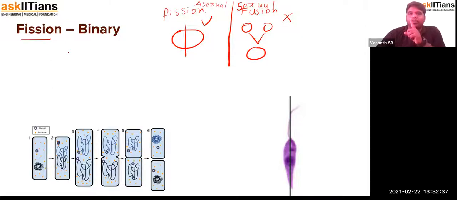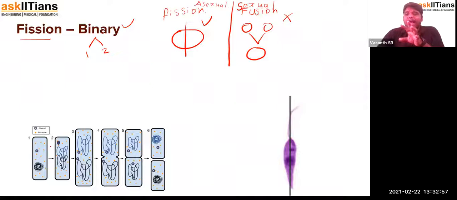One, we are going to talk about binary. In computers, you would have studied about binary. What is binary? Binary means two. In the same way, one cell divides into two individuals. That's called binary fission.